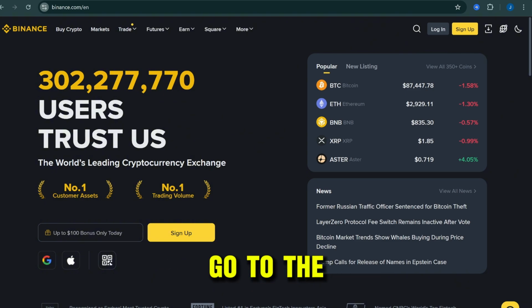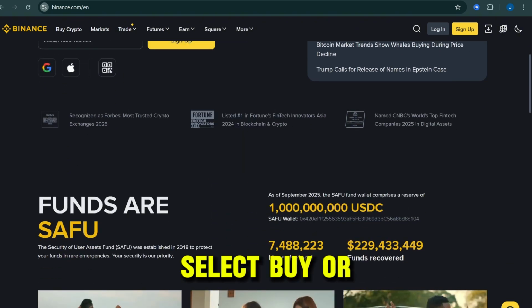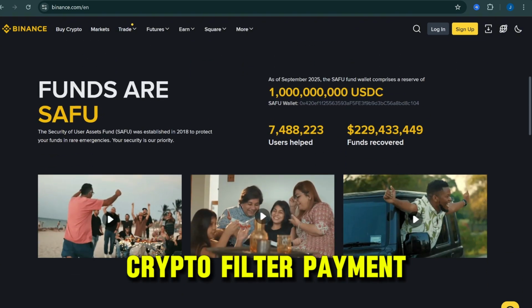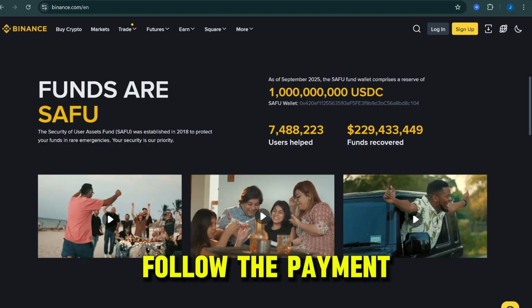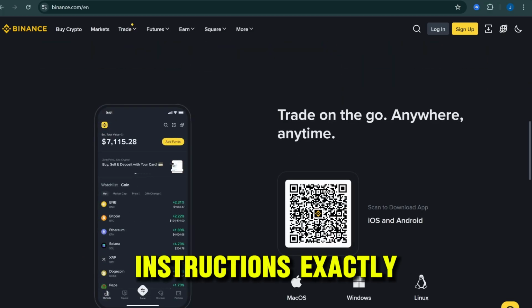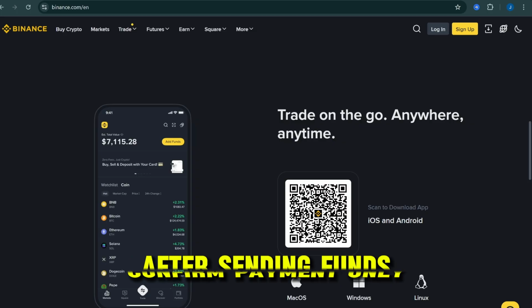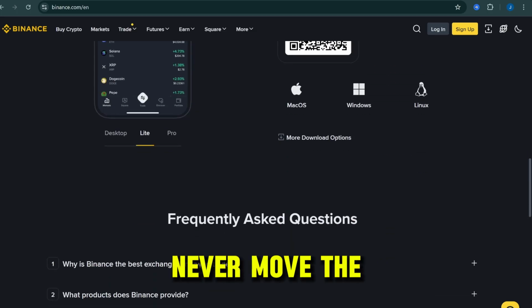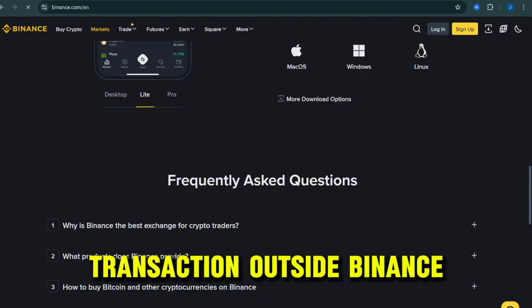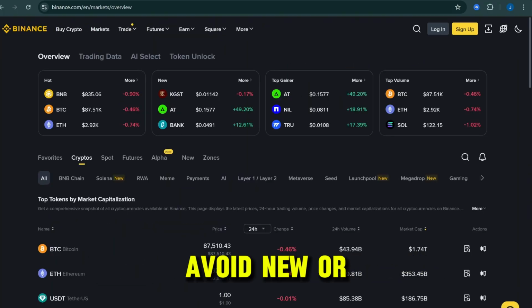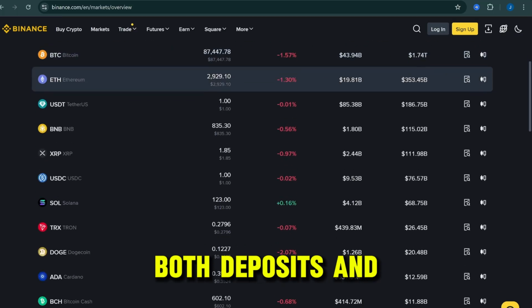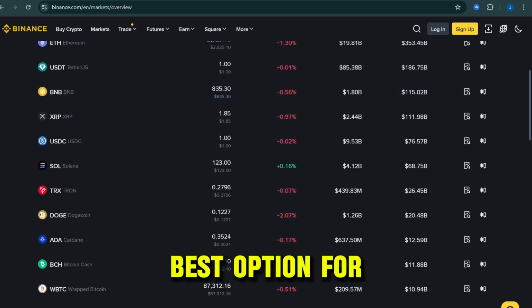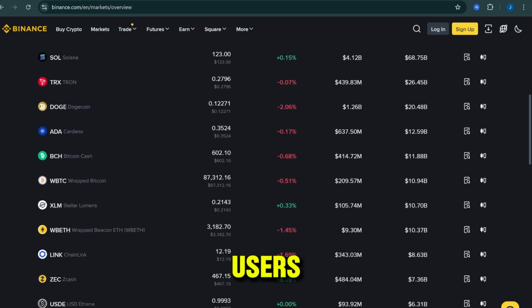Open Binance and go to the P2P section. Select Buy or Sell Crypto. Filter payment methods and choose Orange Money. Select a verified merchant with good ratings. Follow the payment instructions exactly. Confirm payment only after sending funds. Never move the transaction outside Binance chat. Avoid new or unverified sellers. This method supports both deposits and withdrawals, making it the best option for most Orange Money users.